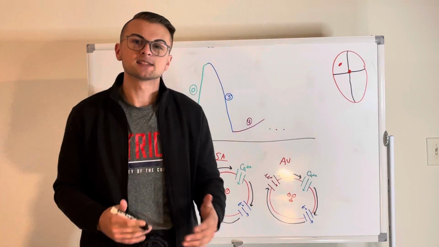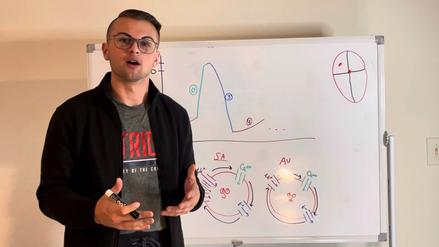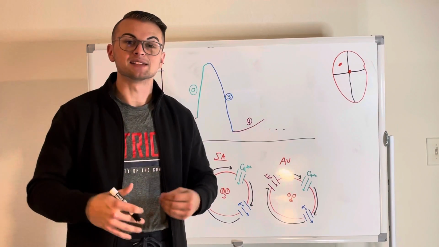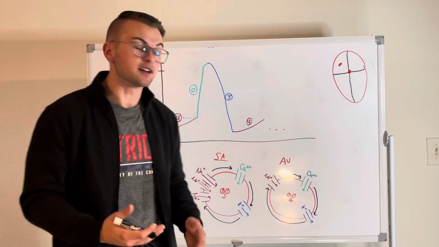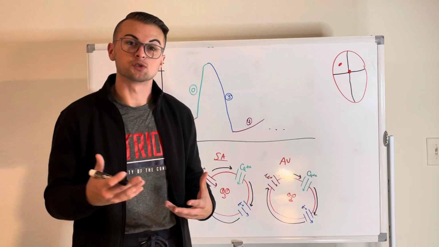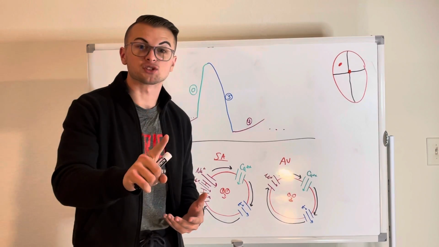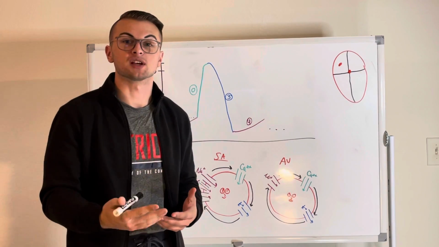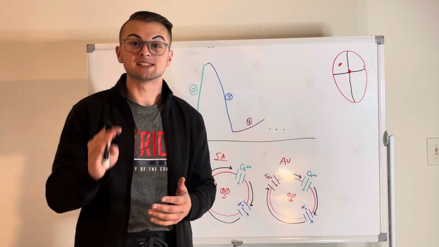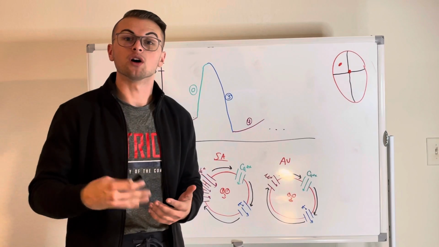So why is the SA node the pacemaker of the heart? If you got that question on an exam, it's because its massive amount of funny sodium channels allow for sodium influx, which brings it to threshold faster than all of the other pacemaker cells in the heart. This is actually what gives us a heart rate of around 60 to 100 beats per minute for adults.